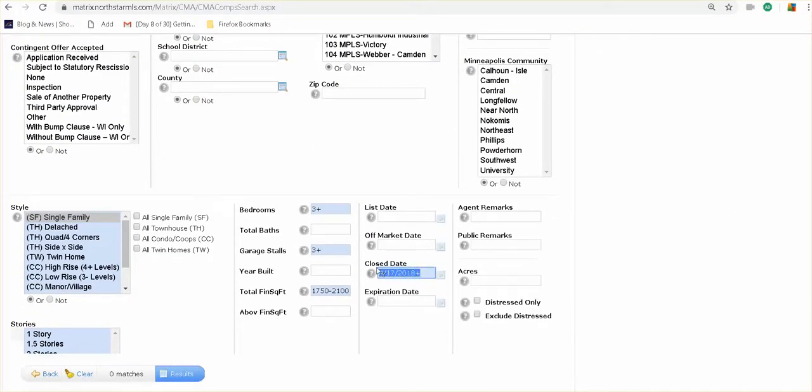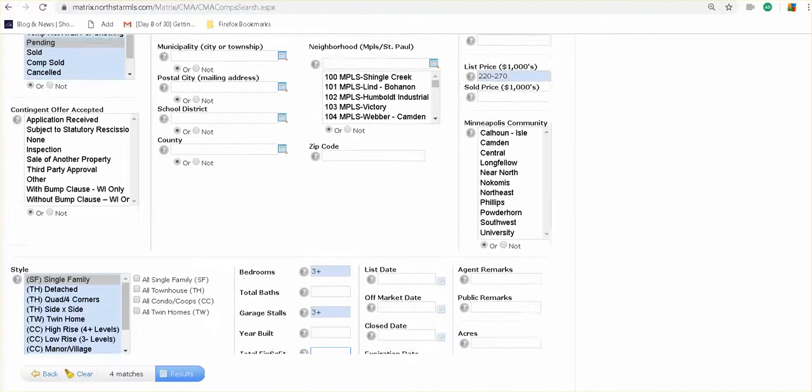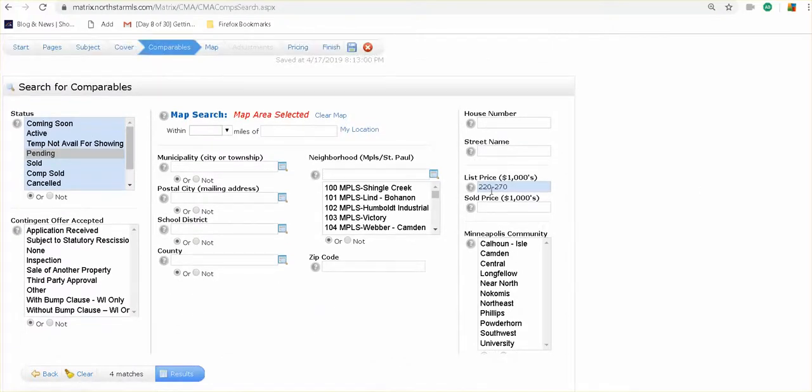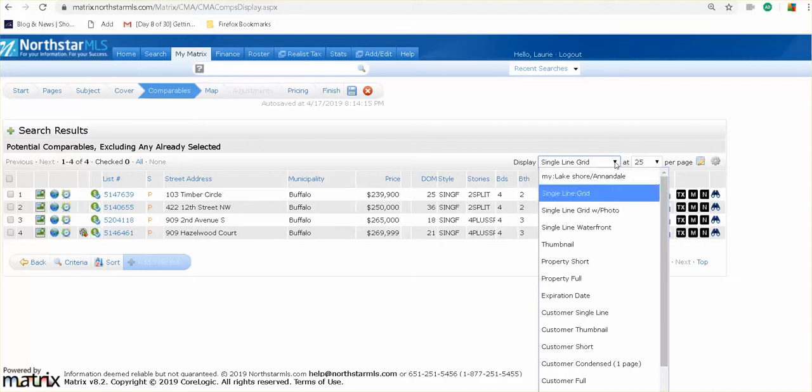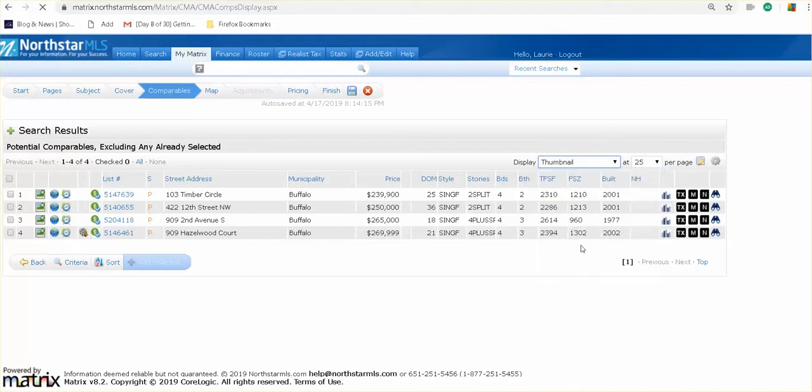So I'm going to just take that out, and I'm looking for all homes that are pending with this square footage and bedrooms and garage. Now, I'm probably getting too limited with my square footage there, so I'm just going to see what happens if I take that out. Look at that, it went to 4 matches. So there is a little bit of an art to find out the data that you can get here. I've also got a pretty expanded price range there, but I'm just going to look at results of those pendings for that area. And I want to expand that out to a thumbnail view.